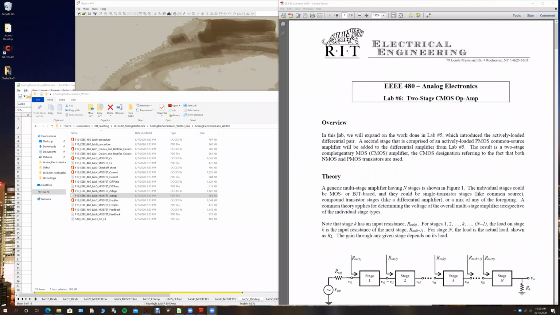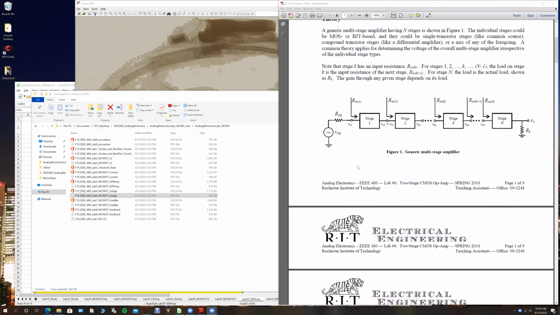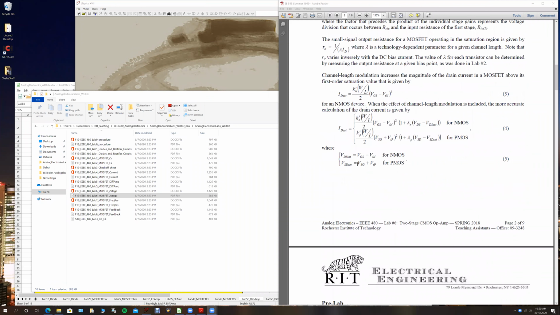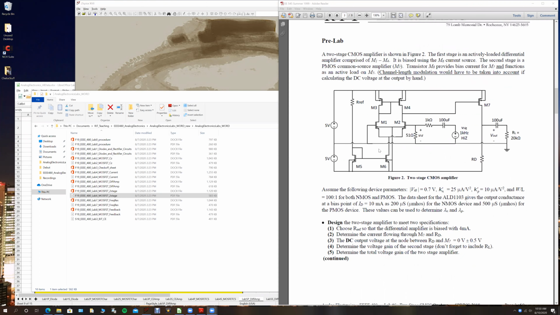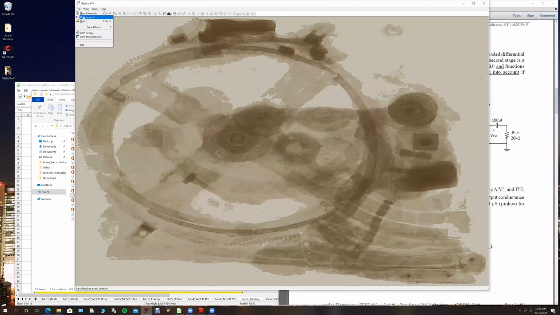Now we will be looking at the Lab 6 two-stage CMOS op-amp circuit. So we've already analyzed it for part of the pre-lab. Now we're going to put it together in LTspice and make sure it works correctly. I've already constructed it, so I'll just open it here.